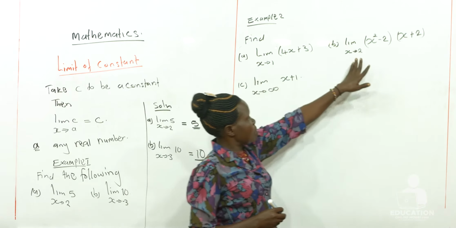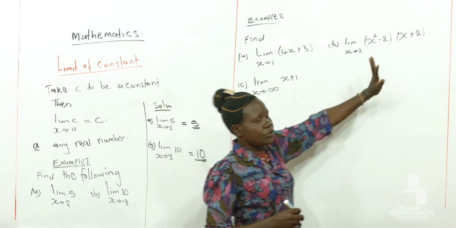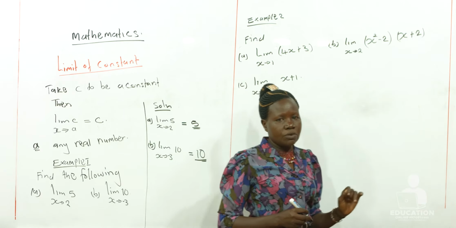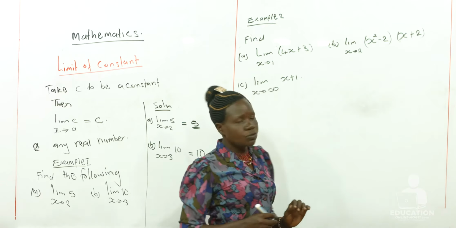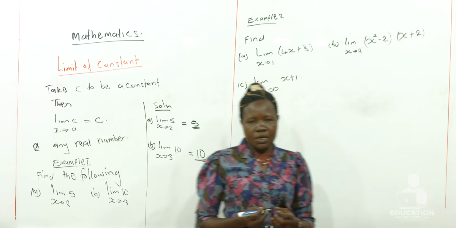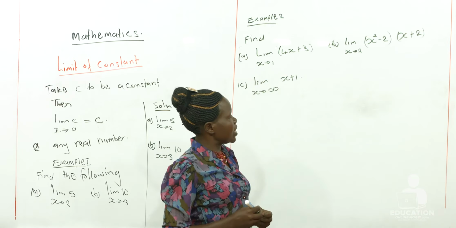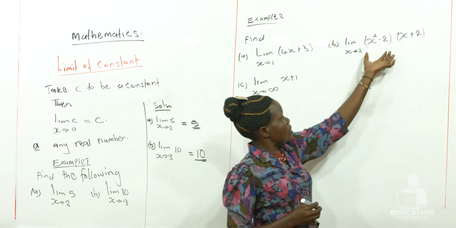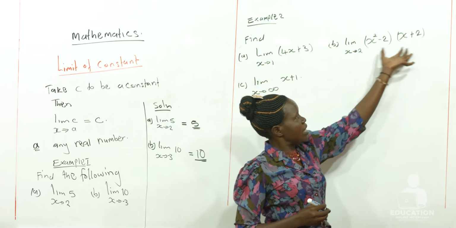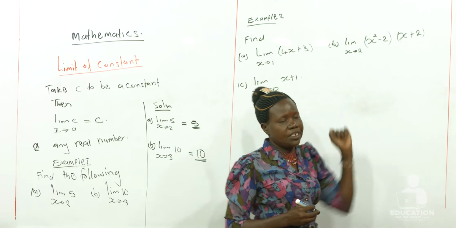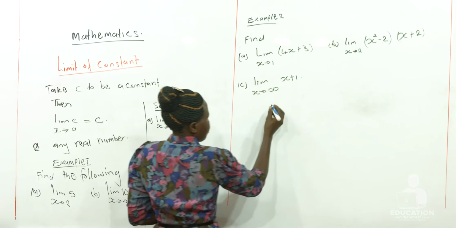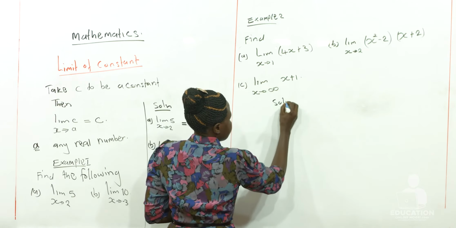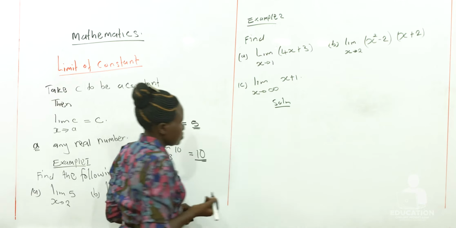And then when it comes to part B, they have given you a multiplication, which contains two factors. So if we are also to find the lim of that, then you also have to handle bracket by bracket before you open it. So let us look at our solution.